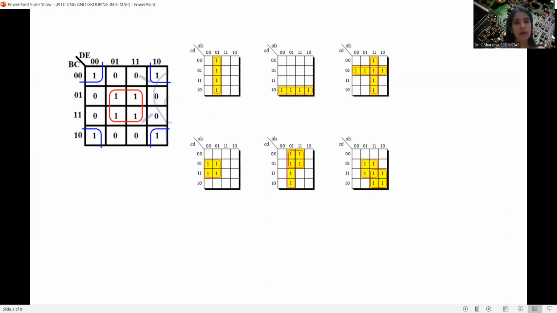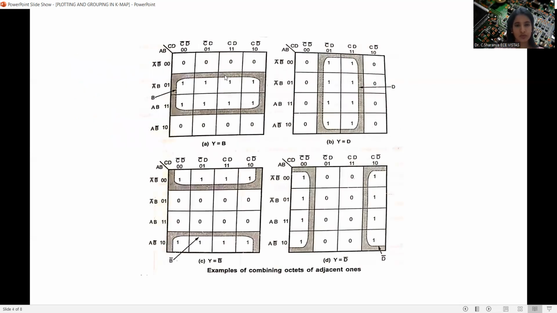It can overlap any number of times. Suppose you have this possibility: instead of grouping these fours together and these two ones together, you have to group only these four ones together. Only then will our expression get minimized. All right, I hope this was useful to you.